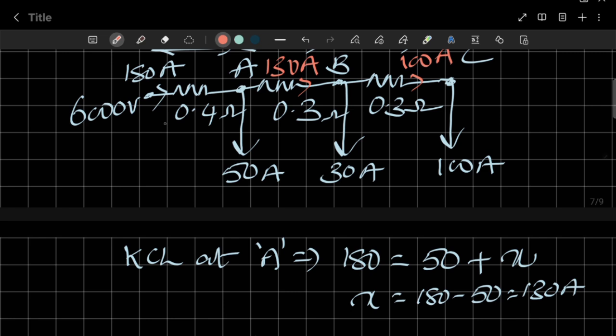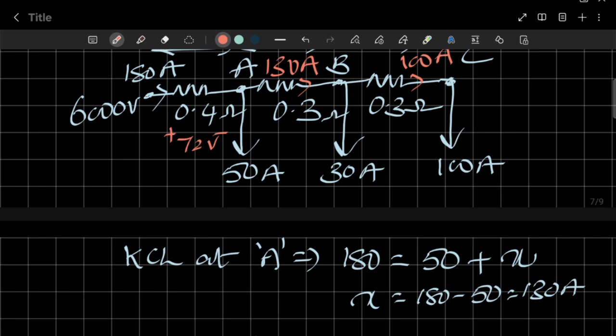So easily we can calculate: the current passing through the 0.4 ohms is 180 and the resistance value is 0.4. So what is the voltage drop? Product of these two. Because it is 0.4, 18 into 4, we have to take 40 plus 32. It is 72 volts. Okay, 72 volts will be there across the 0.4 ohms, out of 6000 volts. 72 volts is available across the 0.4. Now, the remaining voltage will be there at node A.